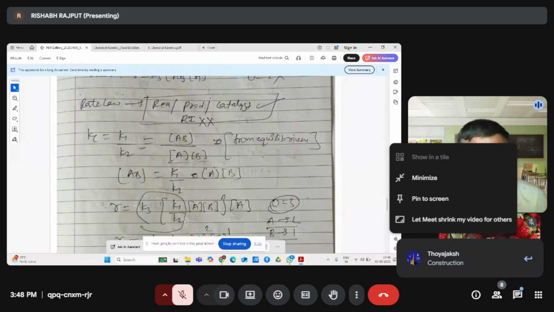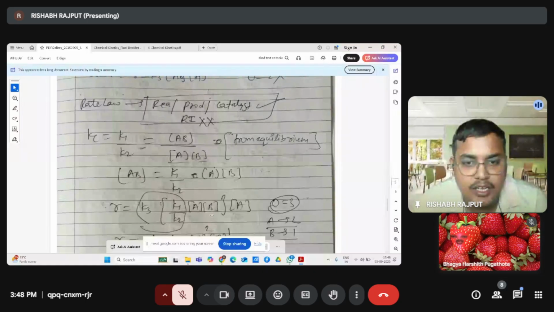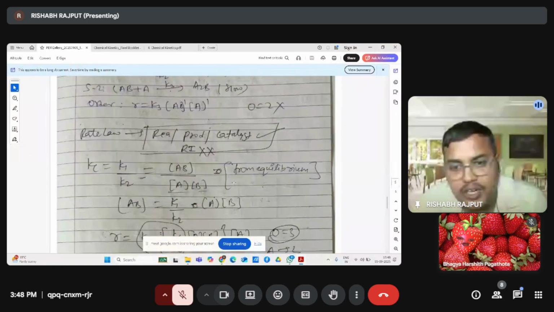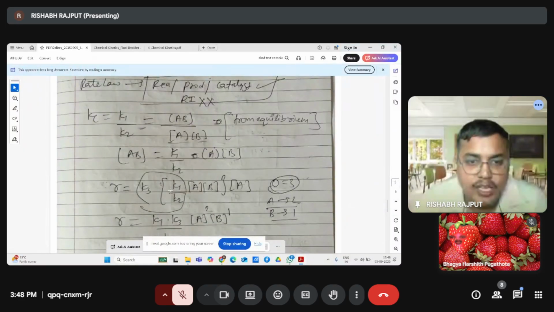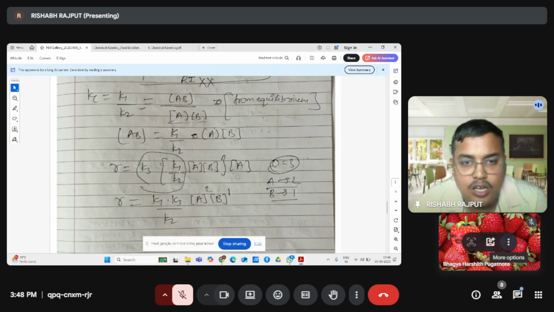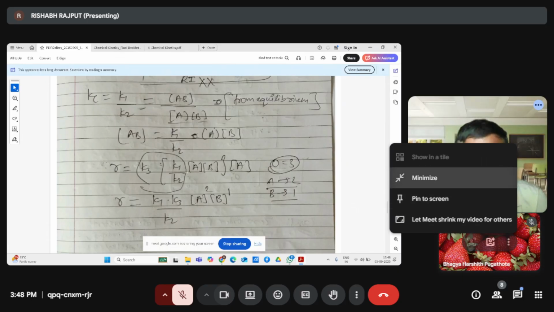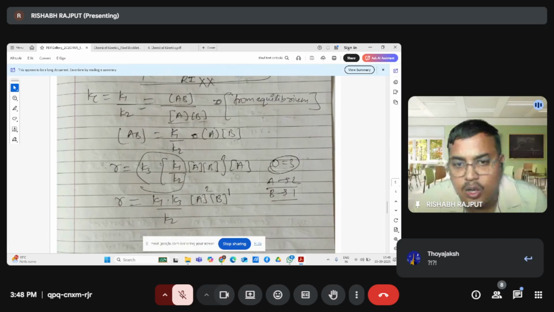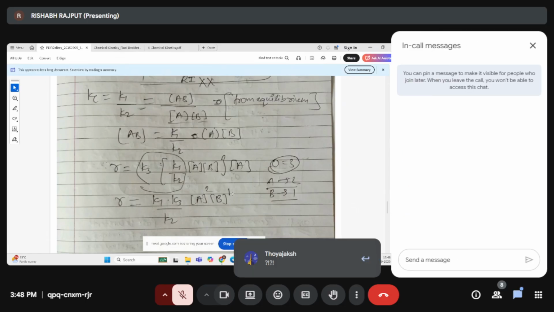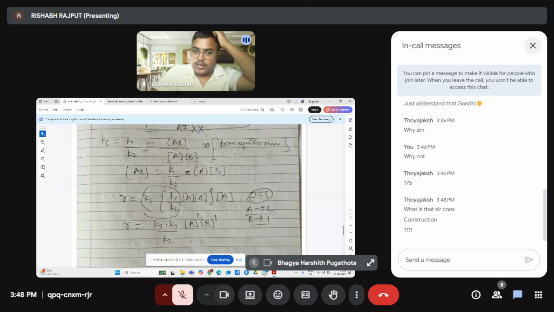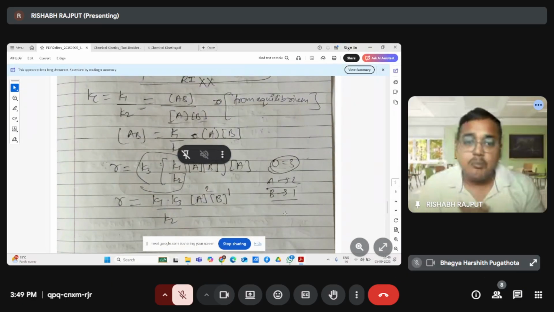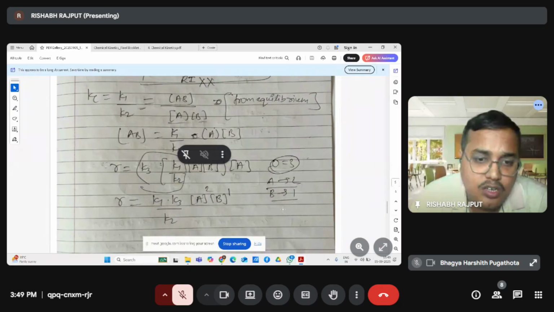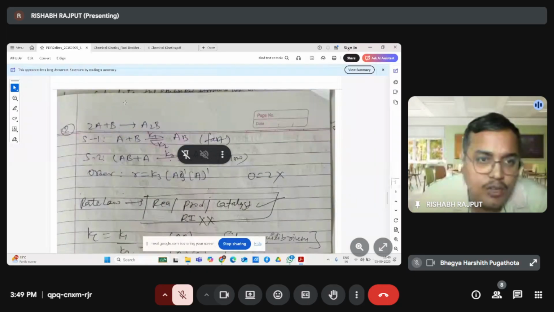K3 into K1 by K2 into the concentration of A and the concentration of B, and A is already there. Now you get K1 into K3 by K2 as a constant. The concentration of A is now to the power 2, and B is to the power 1. So the order of the reaction is 3, because A power 2 and B power 1. For this reaction, your order value is 3, but the molecularity value is 2.